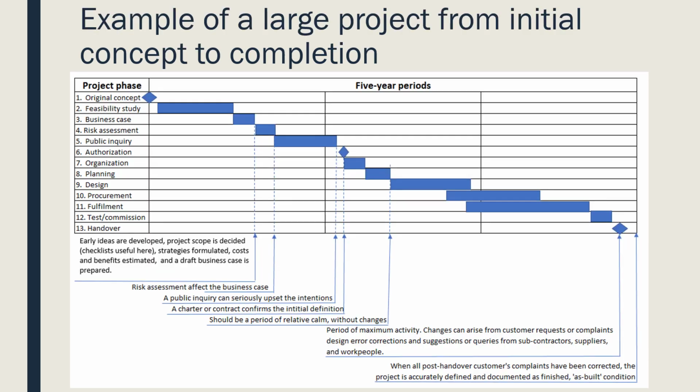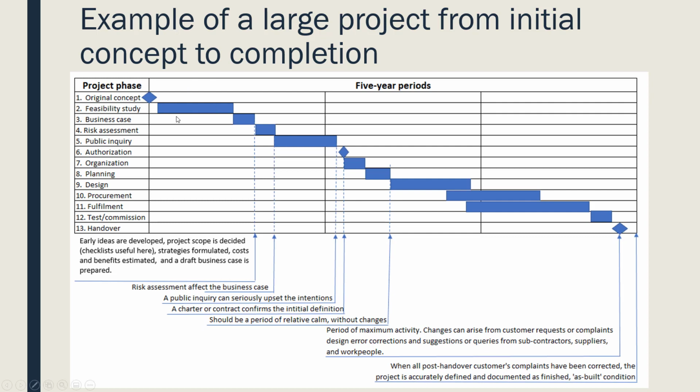Okay, so here's an example of a large project from initial concept to completion. I just wanted to go through some of the stages. So here we have a milestone, the original concept, right? And here's another milestone. So we have some time initially spent, and these are supposed to be 5-year periods. Now, once again, this is a large project, so we're talking a big project, whether it's something construction or a total revamp of procedures or the development of a product, whatever.